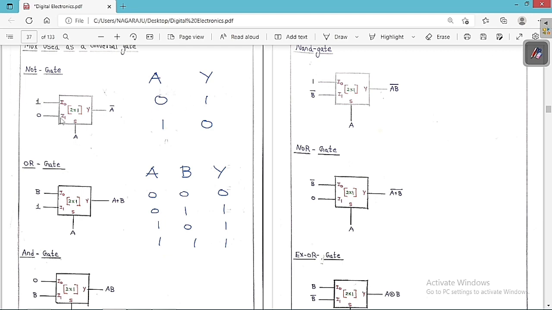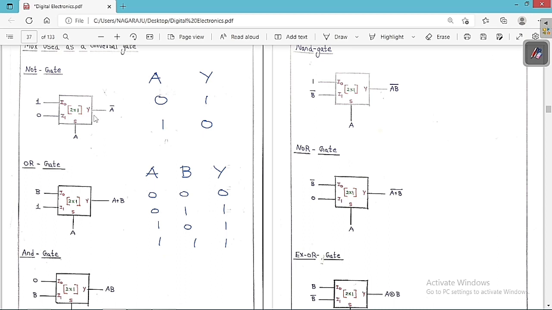Similarly, when A is equal to 1, this line is activated, so whatever this input is passes through to the output, so it has to be 0. So for I0 we have to give 1 and for I1 we have to give 0. Then whatever the output is, it is always A bar. So we are going to get A bar.